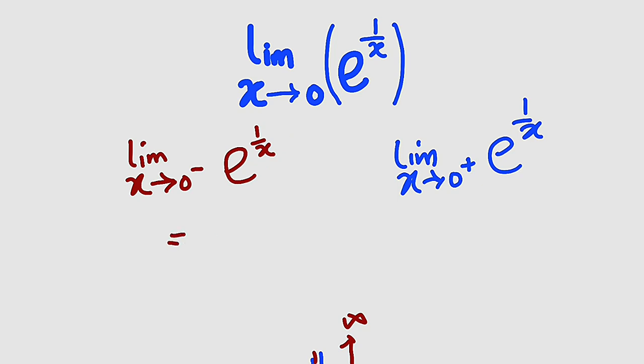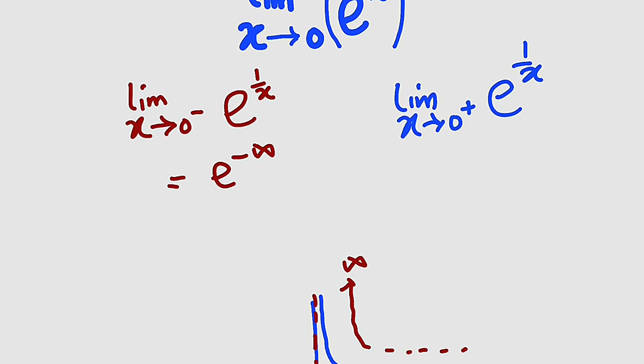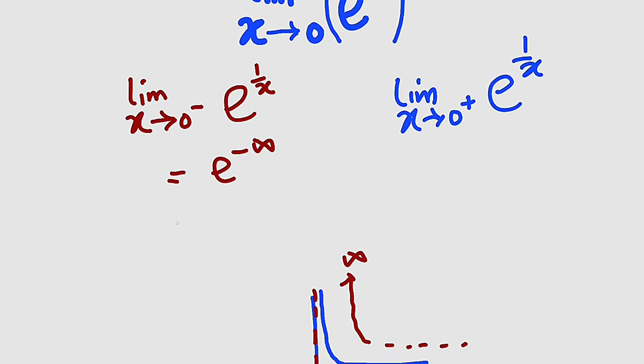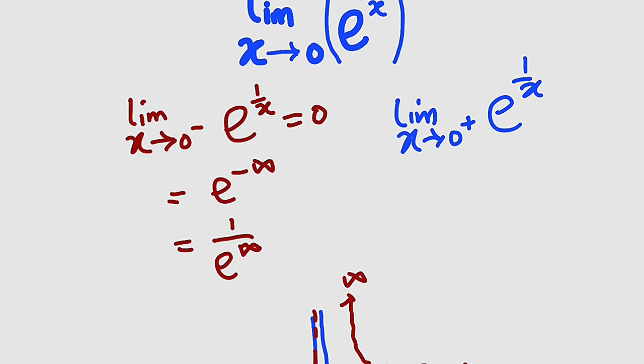So if you approach to the left hand side, this will become negative infinity. So this is equal to e to the negative infinity. And e to the negative infinity is the same thing as 1 divided by e to the positive infinity. E to the positive infinity is a very large number. Therefore, 1 divided by a very large number will approach what? 0. This will approach 0, right?